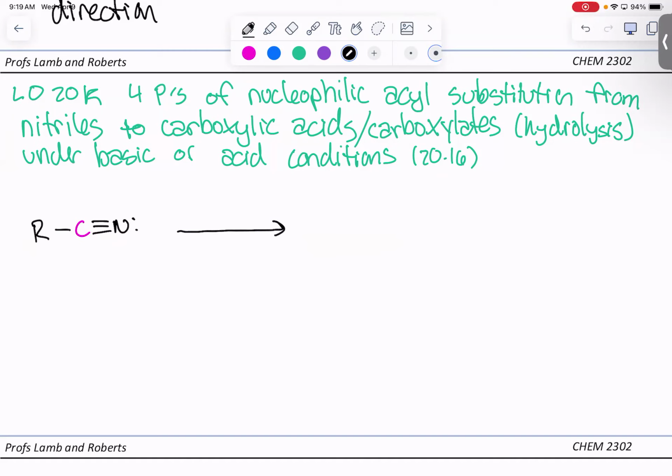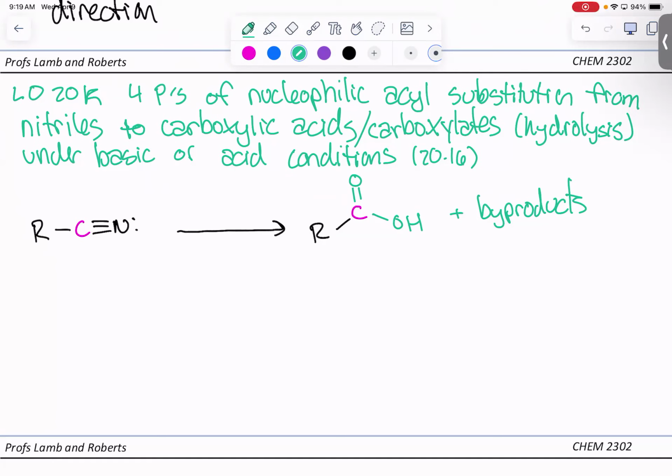If it's under acidic conditions, it's a carboxylic acid. Under basic, we'll have to do a workup, but it'll start as a carboxylate. So we can see where this is going. Our carbon stays intact, and we're going to form a carboxylic acid, plus byproducts. These byproducts are going to be a little different depending on if the conditions are acid or base. So this is the overall reaction: we're taking a nitrile, it's doing a hydrolysis, and we're ending up with a carboxylic acid.